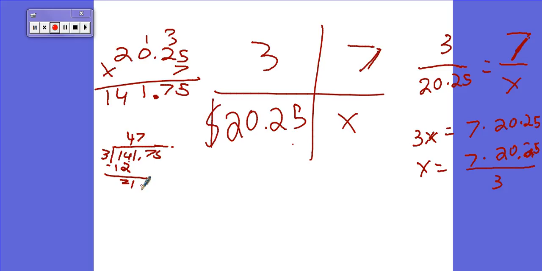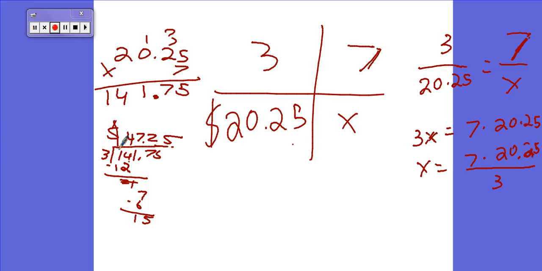3 goes in, bring 7 down. 3 goes into 7 2 times, right? And 3 goes into 15 5 times. So it's going to cost $47.25 for 7 tickets. Right?